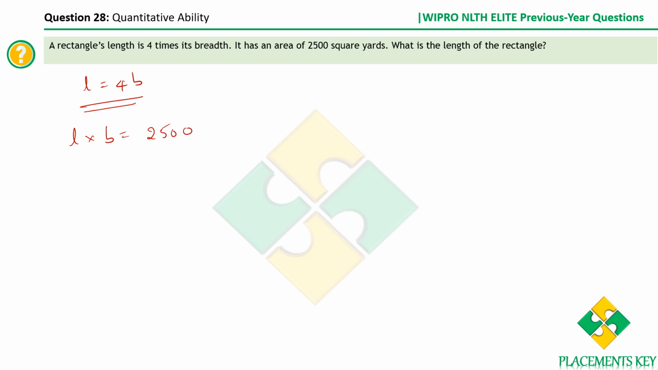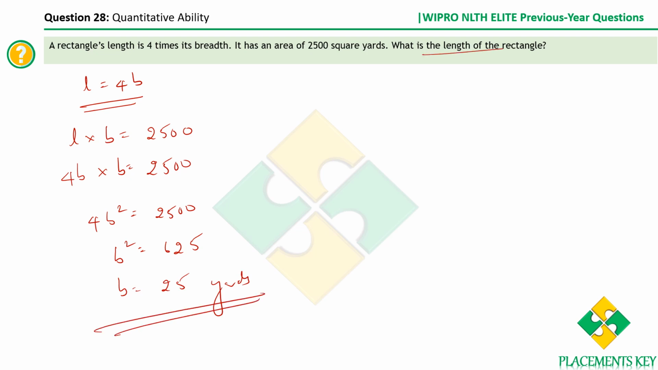So instead of L, let me substitute 4B. 4B into B is equal to 2500. So we have 4B square is equal to 2500. So B square is equal to 2500 by 4, that is 625. So B is equal to 25 yards, right? 25 yards. We are supposed to find the length of the rectangle and not the breadth. So please be careful.